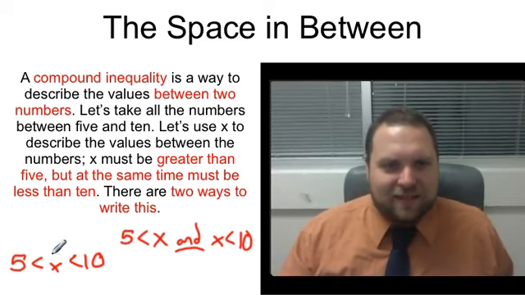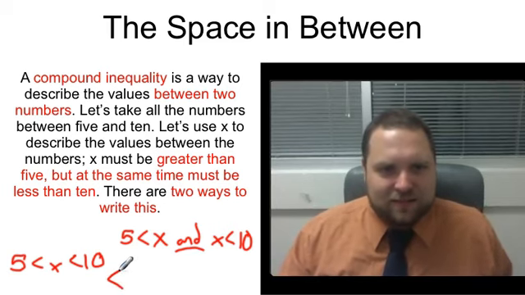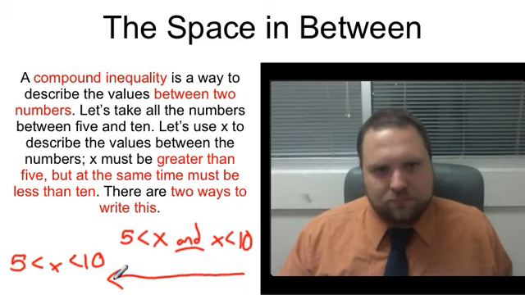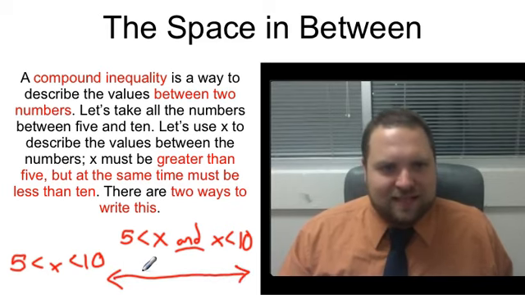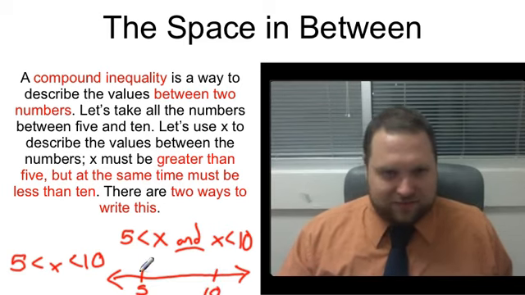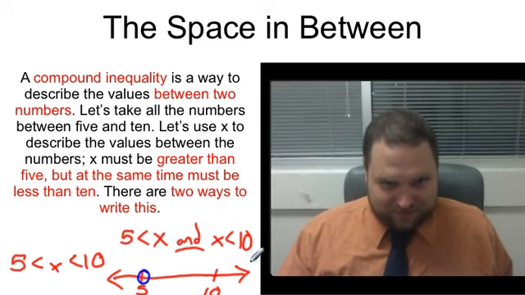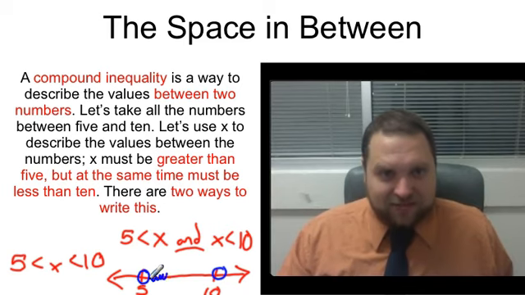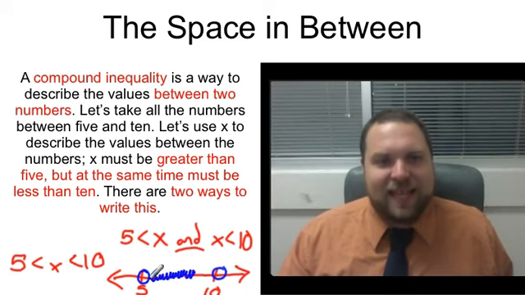In fact, if I were to graph this, it would look something like this. I'd have 5 here on this end and 10 on this end. I'll use a different color to talk about this. I'd put a circle around 5, a circle around 10. X has to be greater than 5, but at the same time less than 10. And so what we've done is we're now talking about this range of numbers in between 5 and 10.